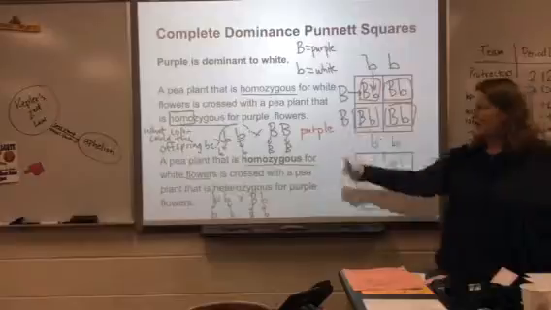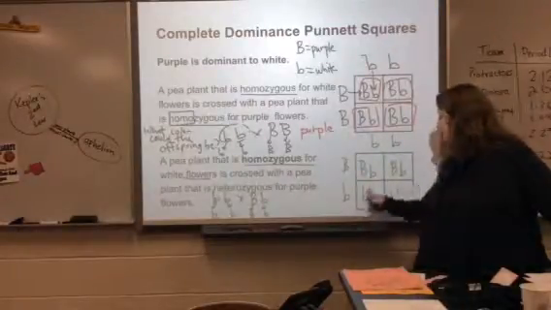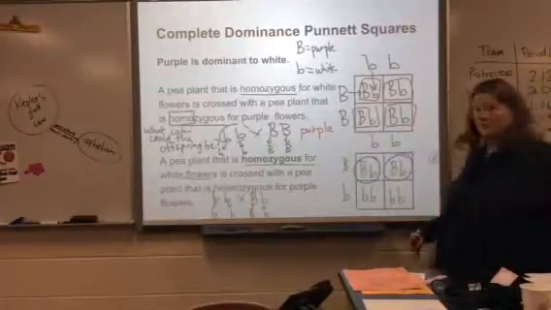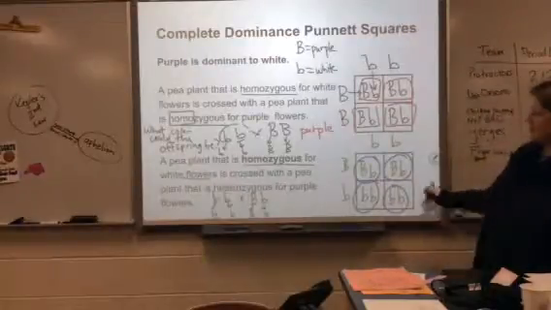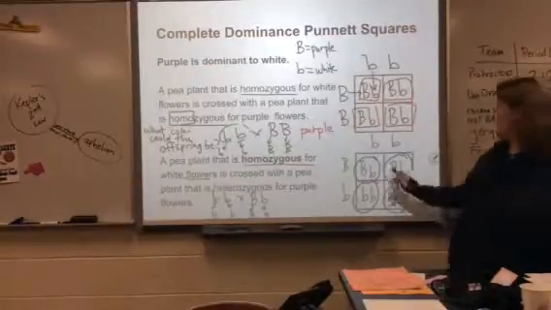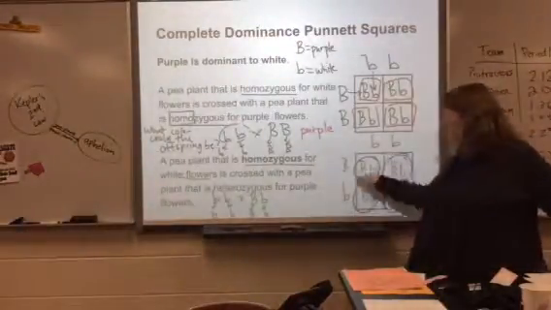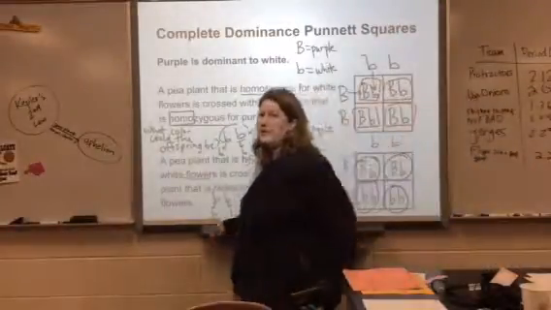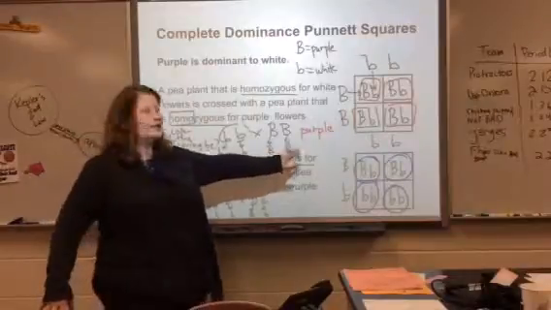Let's go back to that original question. What color would the offspring be? Well, this one would be purple, this one would be purple, this would be white, and this would be white. So for my answer, what color will the offspring be? Purple or white. This is a good time to talk about what this means. This doesn't mean when I cross one pea plant with another that I'm going to get 4 little baby plants. That's not actually what it means.